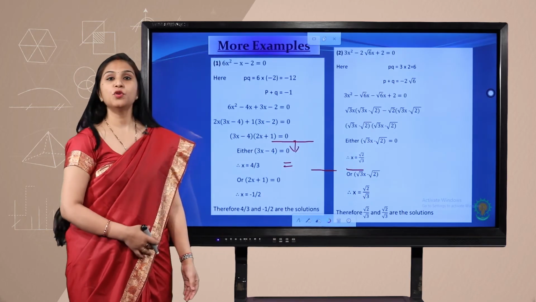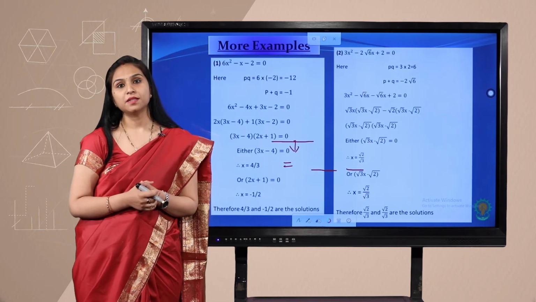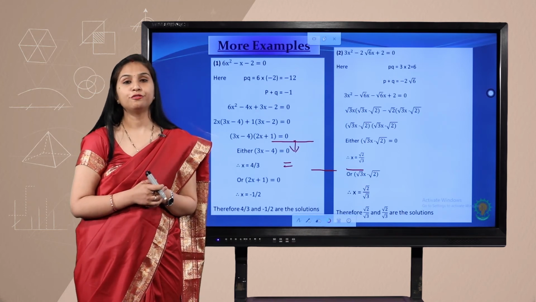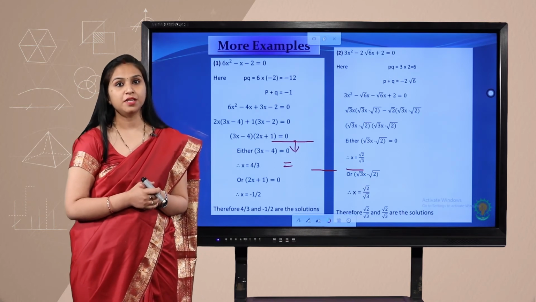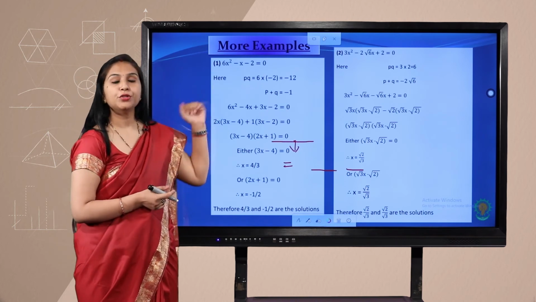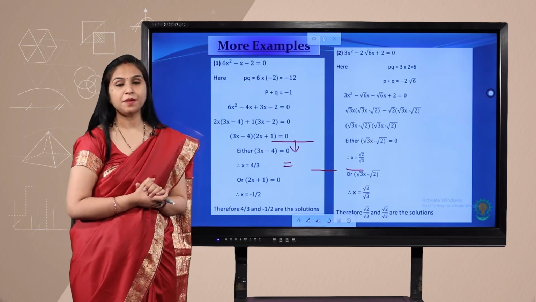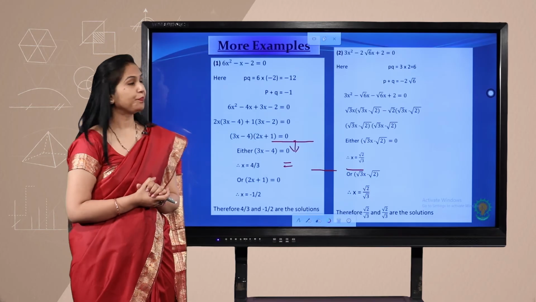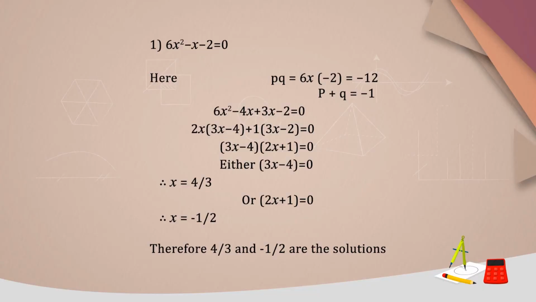Here are a few more examples of using the splitting the middle term method to find the solution of a given equation. We are going to use the same concept which we applied in our last example. Example number 1, 6x square minus x minus 2 is equal to 0.